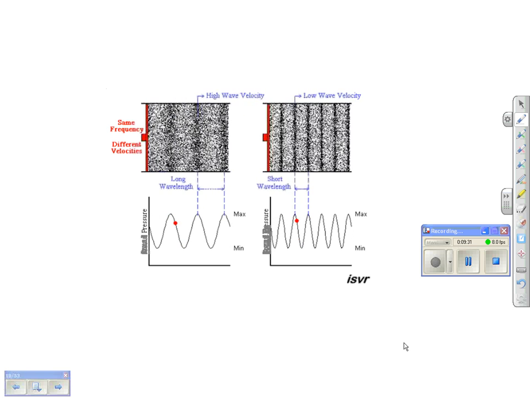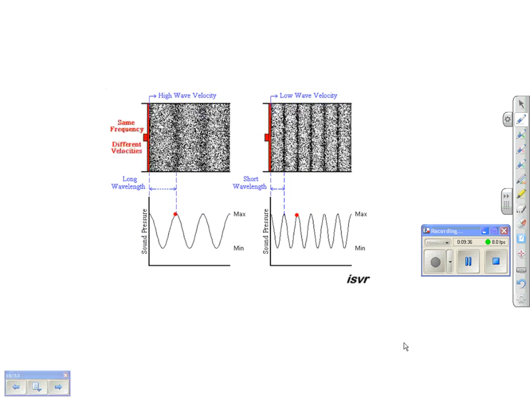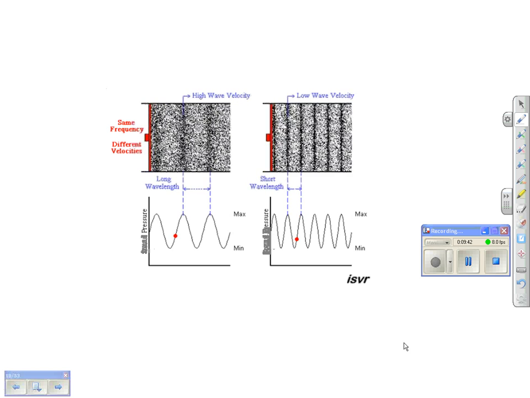So notice if we have the high wave velocity versus low wave velocity, we have a shorter wavelength versus a longer wavelength. You guys are okay with that? Yes?